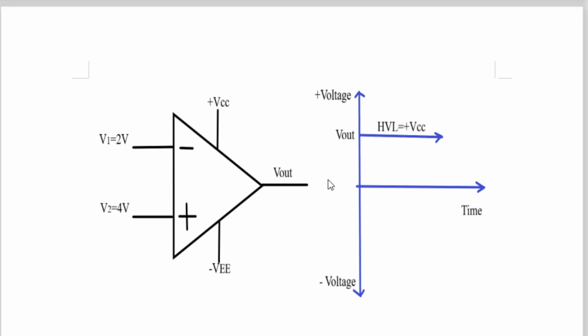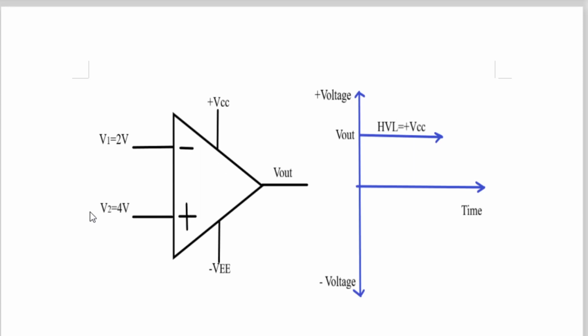With reference to your graph, you see here the voltage versus time graph, x-axis time, y-axis voltage, the output is marked as HVL. HVL means high voltage level. It is very close to your power supply plus VCC. So if you apply plus VCC 12 volt, this will be 12 volt. If you apply plus VCC 15 volt, this will be 15 volt. So this you have to remember, very simple.